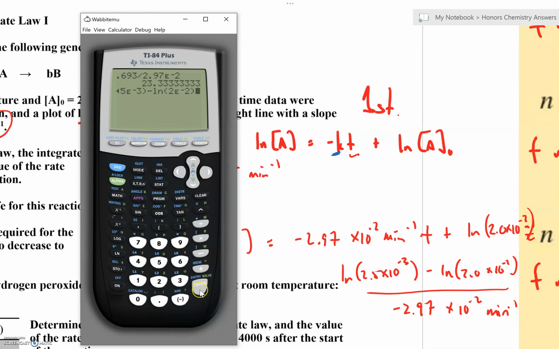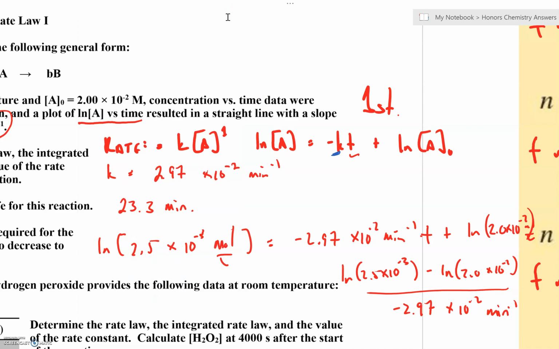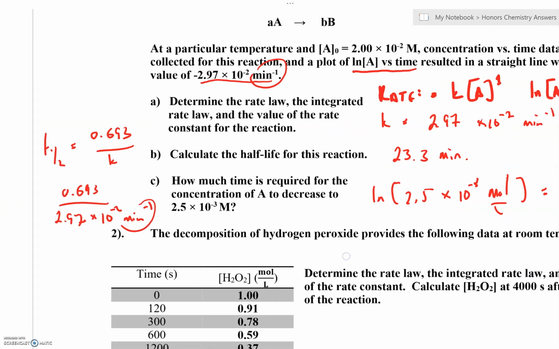Let's take care of this right off the bat, and then we'll divide this by negative 2.97 times 10 to the negative 2. This should give us our answer in minutes, 70.014. We'll just round that to 70. So how much time is required? 70 minutes.